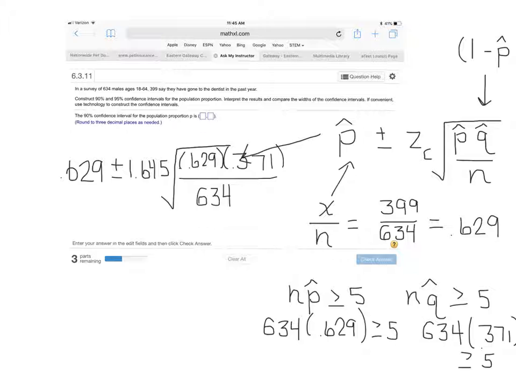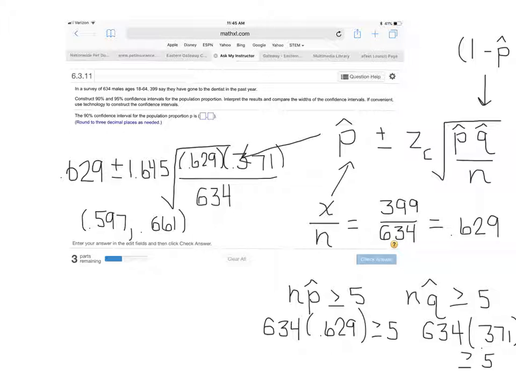To find the lower boundary or lower limit of this interval, we're going to calculate from left to right, 0.629 minus 1.645 times the square root of 0.629 times 0.371 over 634. And we end up with a lower limit of this interval equal to about 0.597. To find the upper limit of the interval, we'll do the very same thing, except we'll do plus the margin of error. And we'll have an upper limit of about 0.661.